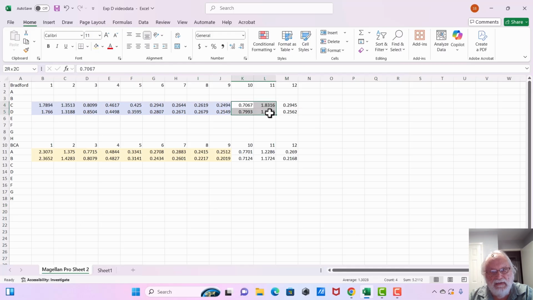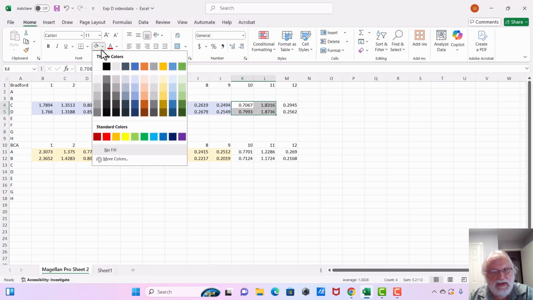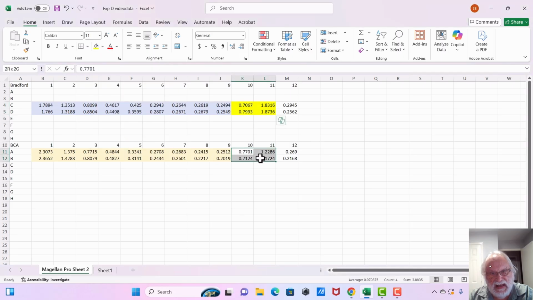Then here is the unknown data. We have some unknowns to deal with. Let's make them bright yellow so they stand out. We'll deal with those second. We'll deal with the standard curves first. So deal with the standard curve.